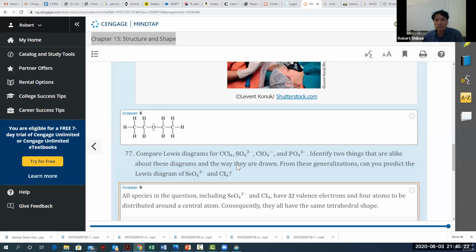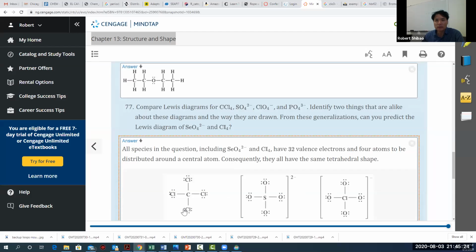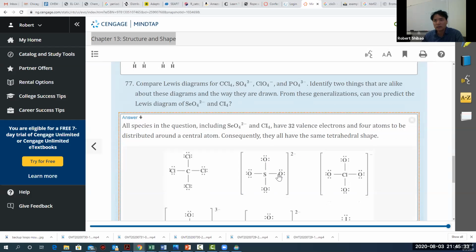All right, let's just compare it. CCl4 is going to give us tetrahedral EPG, tetrahedral MG. That's it. This is sulfate here. Now sulfate, the way they drew it is they maintain the octet, but they have high formal charges here. And so if we look at the formal charges, a little bit high, because all the oxygens are minus.